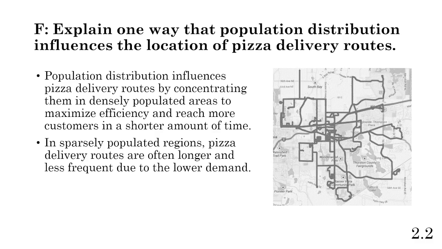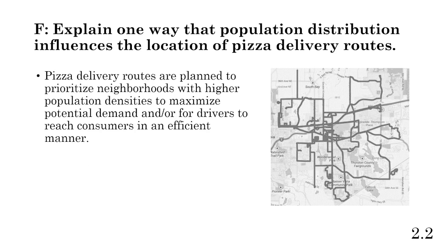So you could have said longer, you could have said less frequent, one or the other, or you could have said do not exist. Another one: pizza delivery routes are planned to prioritize neighborhoods with higher population densities. Or you could have said pizza delivery routes are located in areas with high population densities to maximize demand or to reach customers or to reach them in any efficient manner.